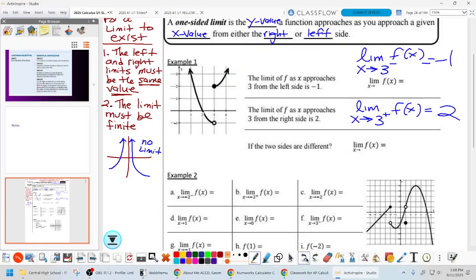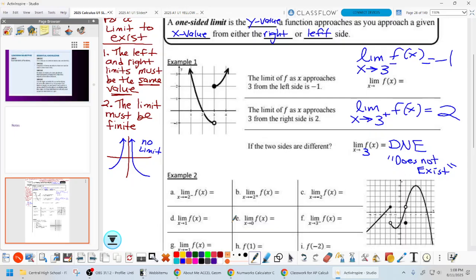Well, going back to our 2 criteria, this first one fails. The limit coming from 2 different sides is different. So the limit, now we're going to drop the sign and just say the limit as x approaches 3 of f, what do we say? Does it meet the 2 conditions? No, so what do we say in that case? Does not exist. Okay? So the 2 sides have to be the same.